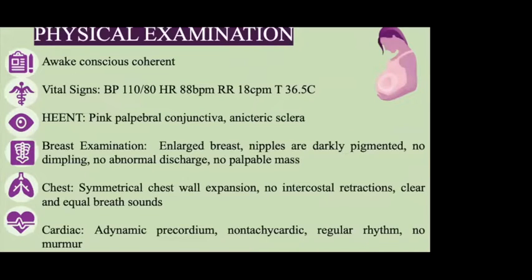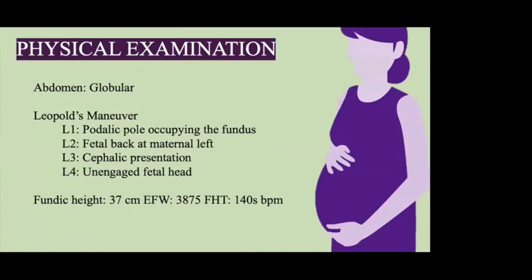She arrived ambulatory, not in cardiorespiratory distress, with stable vital signs with a BP of 110/80, non-tachycardic, non-tachypneic, afebrile, with clear breath sounds and no bipedal edema. Her abdomen was globular, with Leopold's maneuver showing a cephalic fetus with a fundic height of 37 centimeters with an estimated fetal weight of 3,875 grams by Johnson's rule. There were good fetal heart tones at 150 beats per minute.